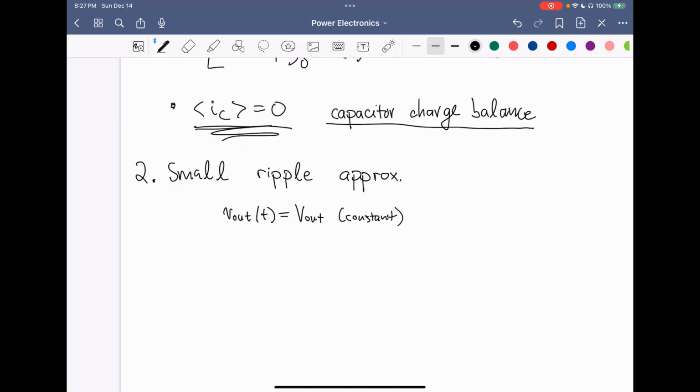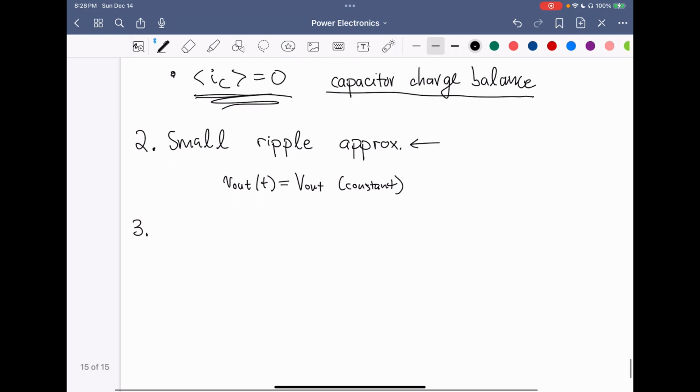Now, this is an approximation that we're making. We will relax this approximation later on when we want to really analyze what the ripple is at the output. But for now, we're going to assume that the output voltage is just purely a constant DC value.